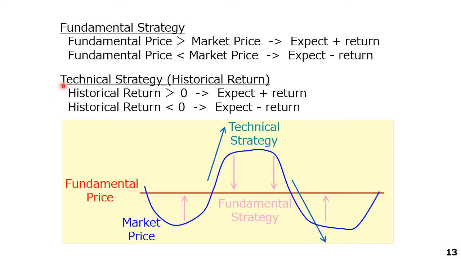On the other hand, the second term, technical strategy: when the historical return is positive, the agent expects this tendency to continue, so expects a positive return. And when the historical return is negative, the agent expects the negative return to continue, so expects a negative return.